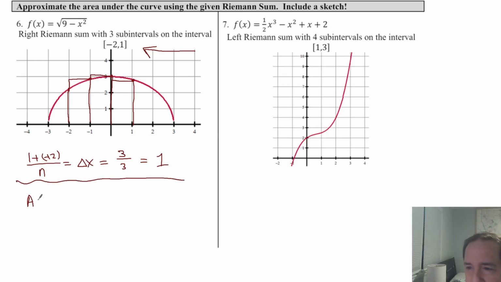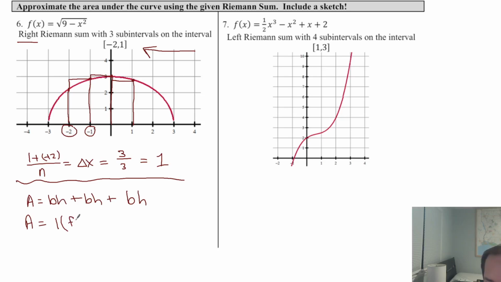Our area is just going to be base times height, base times height, base times height. And the base of all these rectangles is the delta x we calculated, which is 1. And the height comes from the function. Now this first guy here, which has its right-hand side at -1 and its left-hand side at -2, we're doing a right-hand Riemann sum. So we know we want to get this guy's height by plugging -1 into the function. So our height is f of -1. And we'll find that in the next step.